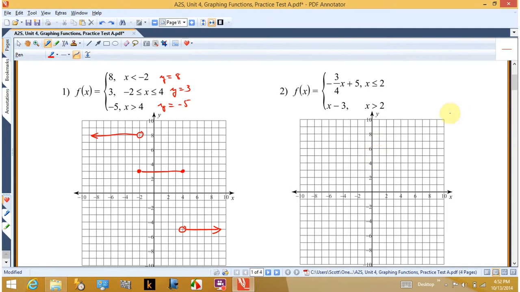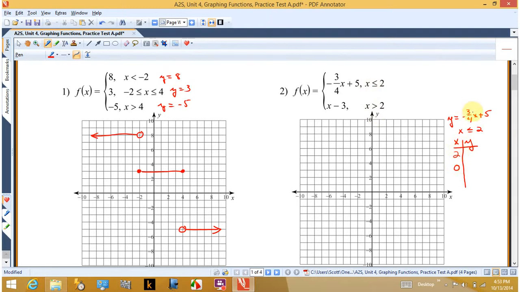So I'm going to create an xy chart. So let's go y is equal to a negative 3/4 x plus 5, and I need values that are x is less than or equal to 2. So let's go ahead and make an xy chart for that. Now I need to use the transition point to see what actually happens at 2, so I'm going to put 2 in there. I'll need another point, and it looks like 0 is going to be fairly easy to use, and 0 is less than or equal to 2. So let's plug 2 in.